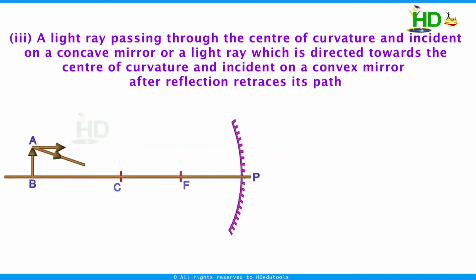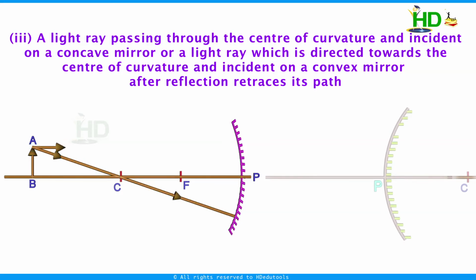A light ray passing through the center of curvature. Already we know that the line which joins the center of curvature and any point on the mirror is the radius, which is normal to the surface. Therefore, when the light ray is incident through the center of curvature, it is incident on this mirror along the normal. Therefore, it reflects back along the same path. The same you can observe in the case of a convex mirror also.